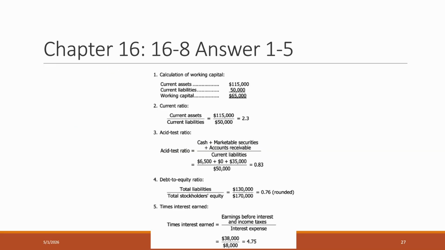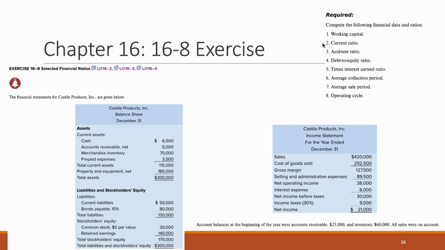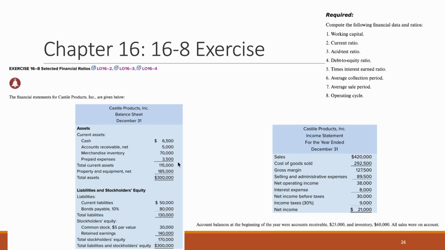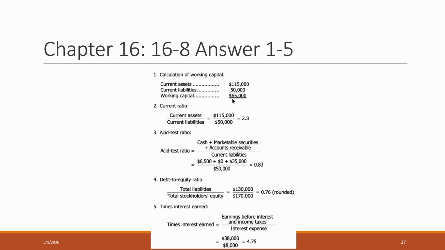All right. So answers 1 through 5. We're going to be looking at working capital, current ratio, acid test ratio, debt to equity ratio, and times interest earned ratio. So the calculation of working capital. Working capital is the difference between your current assets and your current liabilities. So pretty simple formula there. You take the current assets, you subtract out your current liabilities, and you get your working capital. And you can find that on the balance sheet. So you should have total current assets over here, and you should have current liabilities over here of $50,000, and that's where we get our working capital of $65,000.